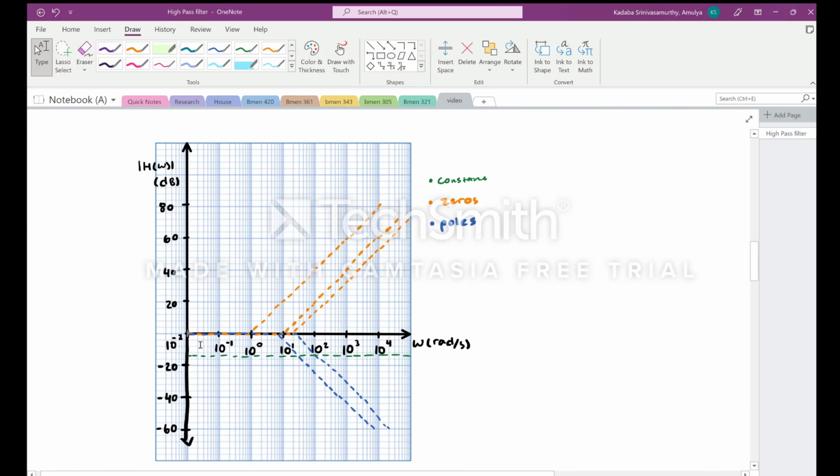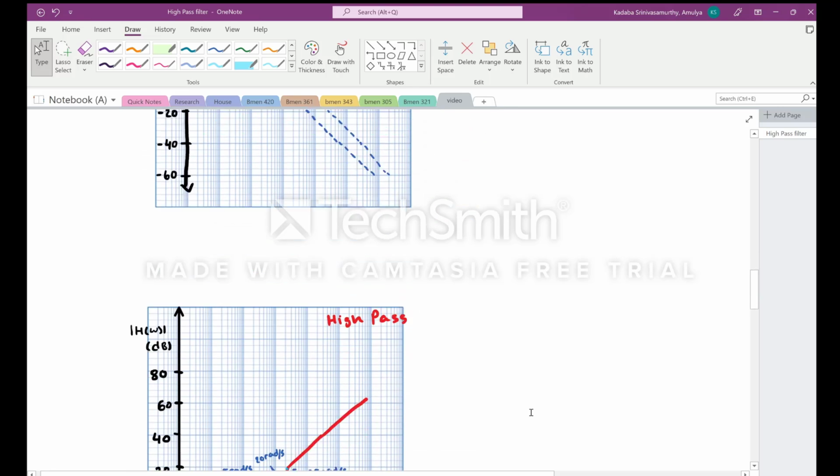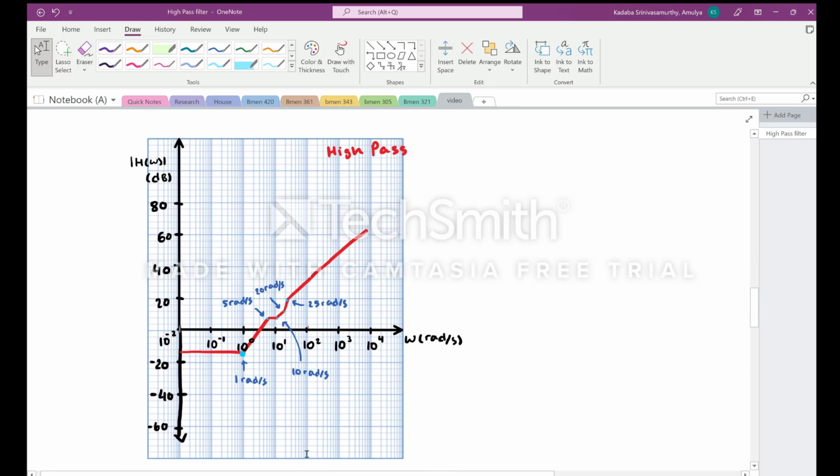The zeros would increase at 20 decibels per decade at the z value, and the poles would decrease at 20 decibels per decade at the p value, while the constant, 20 log 4 over 25, would be at a constant of around negative 15. By combining all of these lines, we can then plot the magnitude. This would be the final magnitude plot.